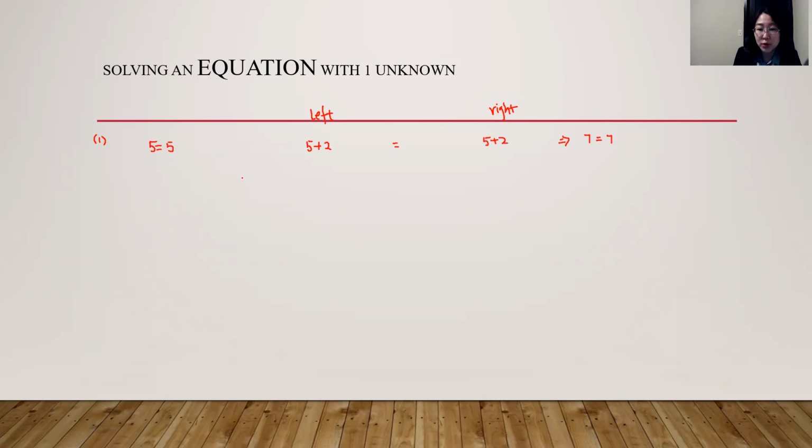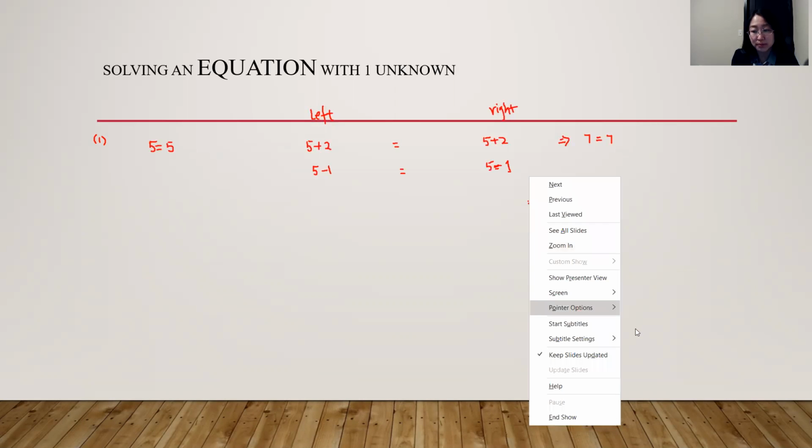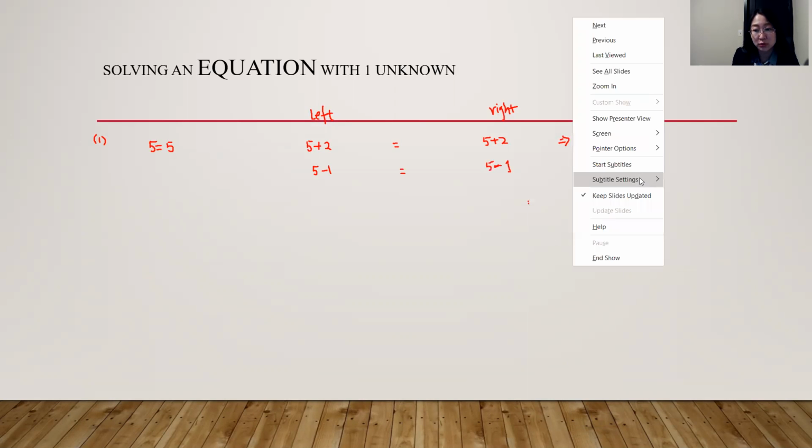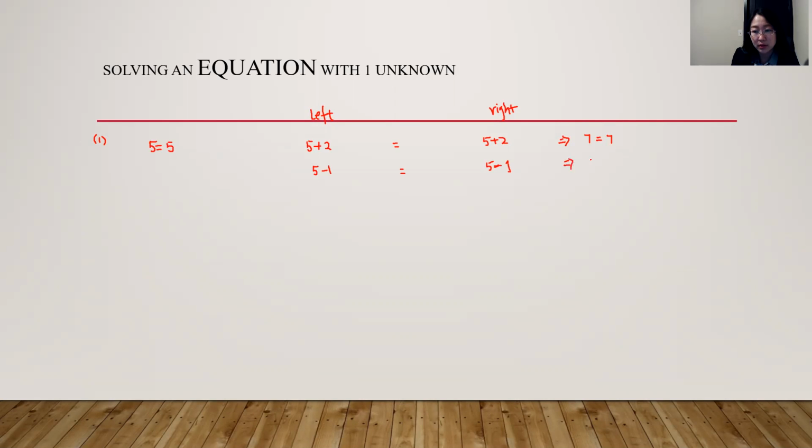The same thing applies if we subtract 1 from both sides of the equation. The left-hand side is 5 minus 1, and the right-hand side is 5 minus 1. We find that both sides equal 4, and we get a new equation, 4 equals 4, and the equal sign holds. So this is the first principle that I need you to understand.